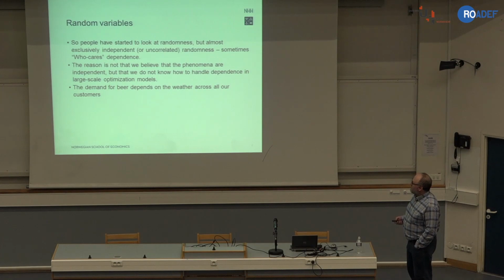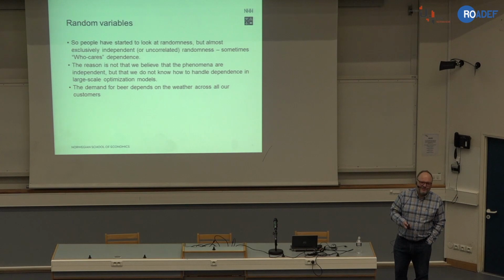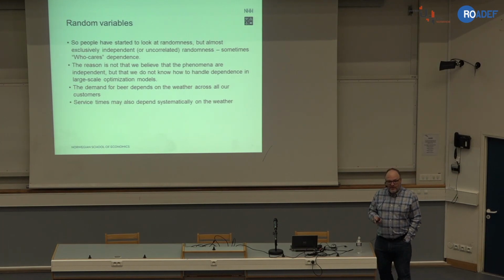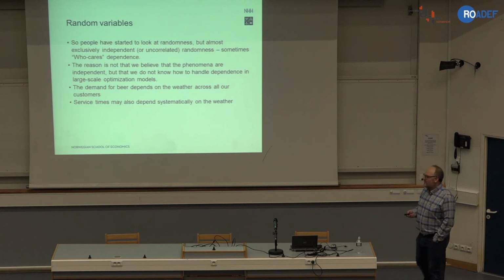discussed today. So, typical examples of dependence that will show up: you're distributing beer into a city, well, the demand at the different spots, if the weather is nice, they all sell a lot of beer, right? So they are clearly positively correlated, these demands. Or service times, of course, may systematically depend on the weather. If it's really terrible weather, the unloading and loading at every shop takes more time than when the weather is nice. So we can give lots of examples of correlation.